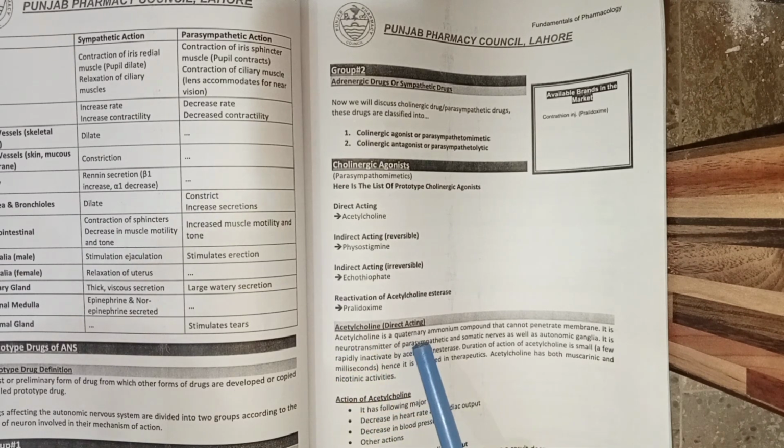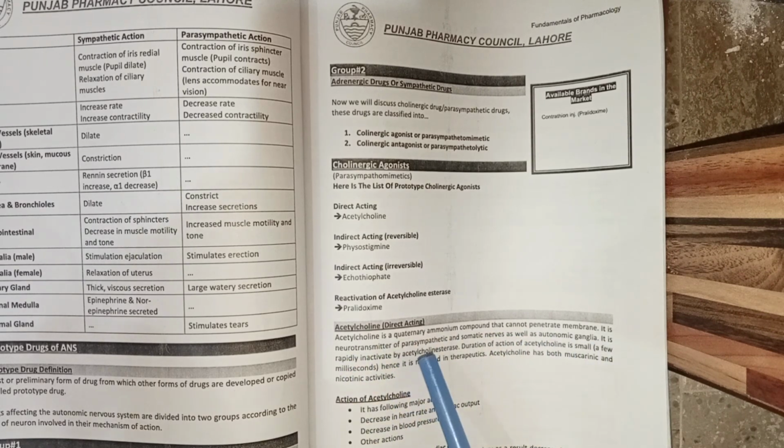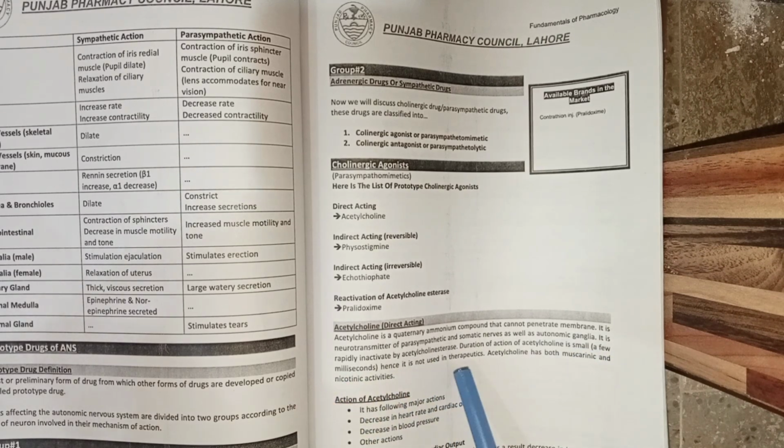Acetylcholine is a quaternary ammonium compound that cannot penetrate membranes. It is the neurotransmitter of parasympathetic and somatic nerves as well as autonomic ganglia. It is rapidly inactivated by acetylcholinesterase. Duration of action of acetylcholine is small, a few milliseconds. Hence, it is not used in therapeutics.